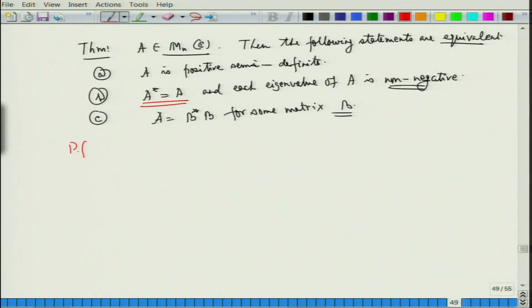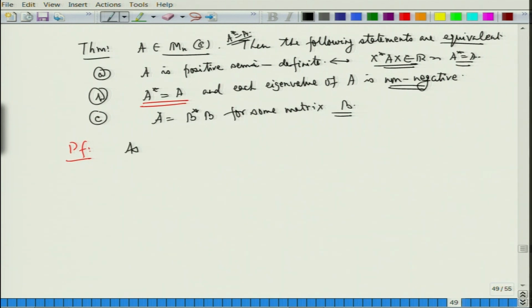So, proof. We are assuming that A is positive semi definite and we are taking that A star is A. Otherwise, I will have to prove that X star A x belongs to R implies A star is A. I will have to prove it. So, try that out yourself, all right. I do not want to waste my time, fine.